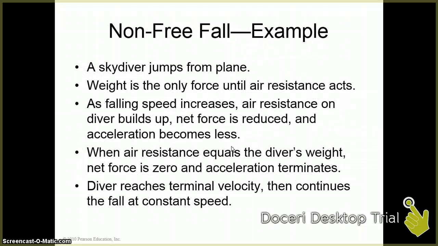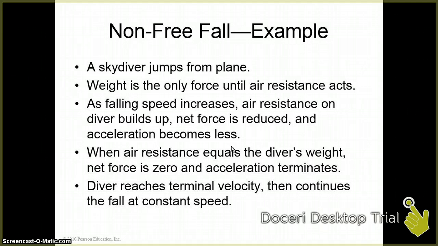So here's an example, physics students. Let's say that you want to go skydiving. Okay? So you jump from your plane. Initially, weight is the only force acting on you until you get some air resistance. As you start to fall faster and faster, the air resistance on you builds up, reducing the net force overall, because remember, air resistance is a form of friction. Friction is acting in the opposite direction of your direction of motion. So as you're falling downward, the air resistance is acting upward, reducing the net force, making the total acceleration decrease.